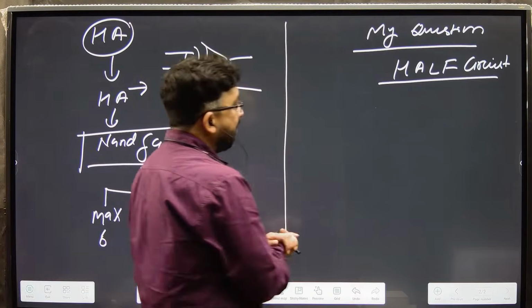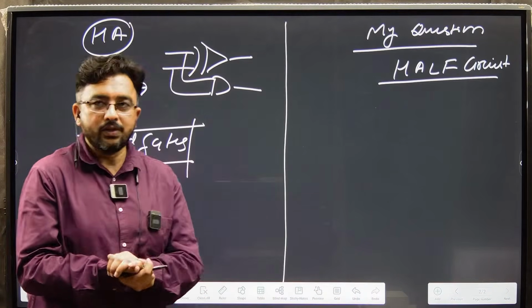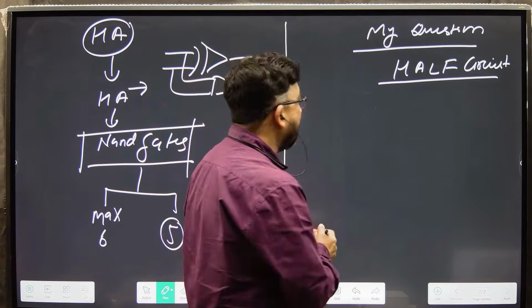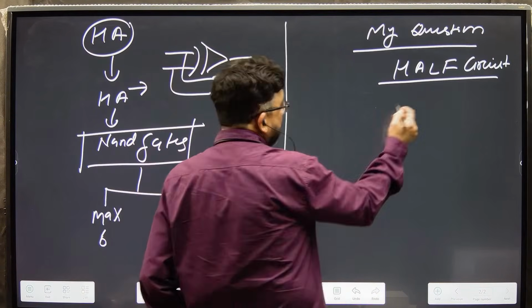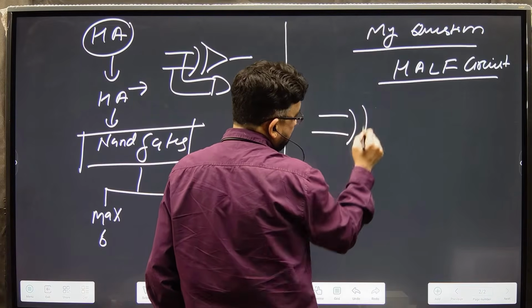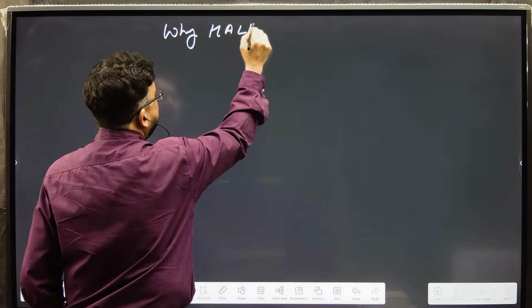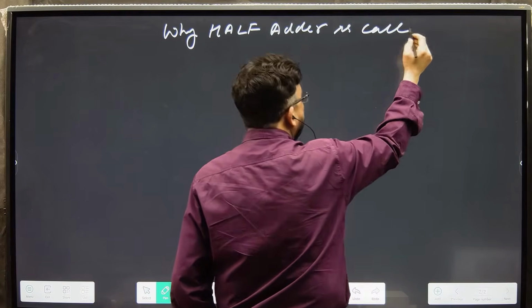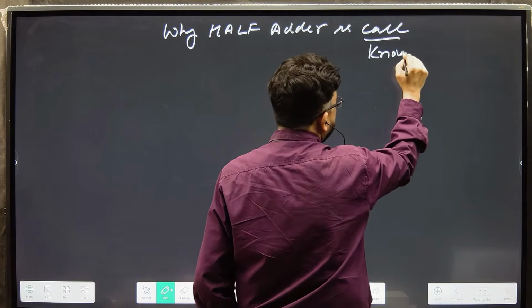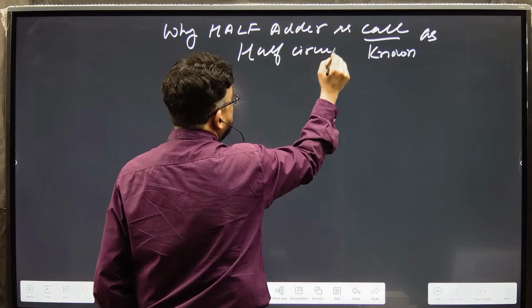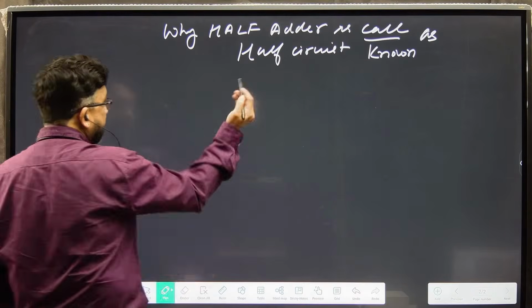Okay, let me explain. My question is why a half adder is called a half circuit, or why a full adder is called a full circuit. Maybe some of you are aware of it, but here I ask you to prove it. So let's take a very simple example. Why is a half adder known as a half circuit? Let's prove it.